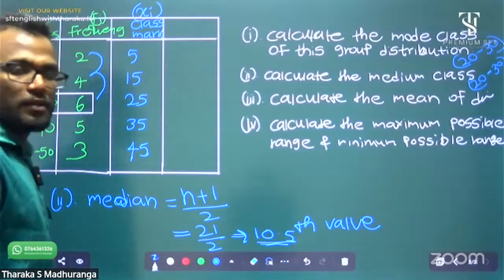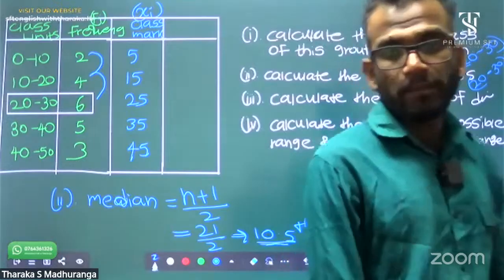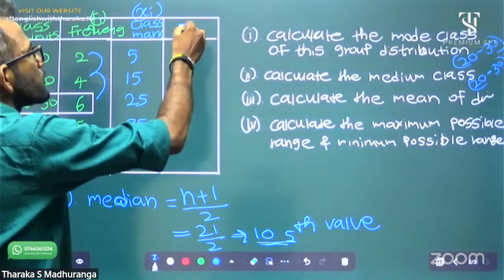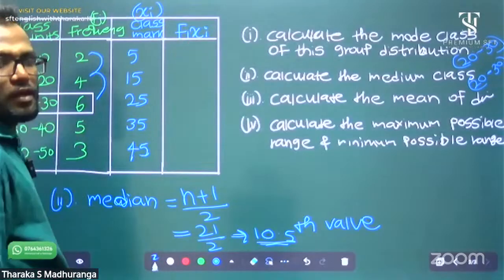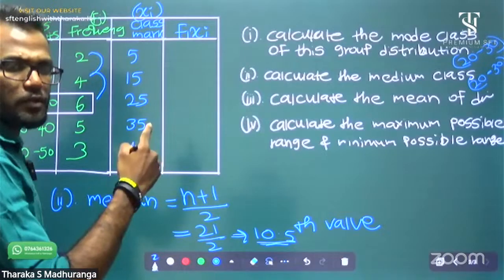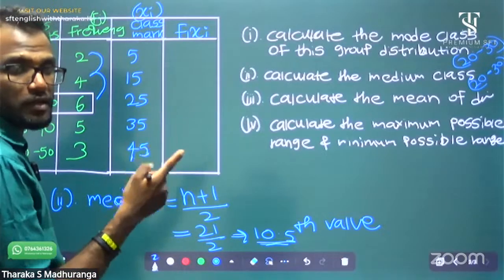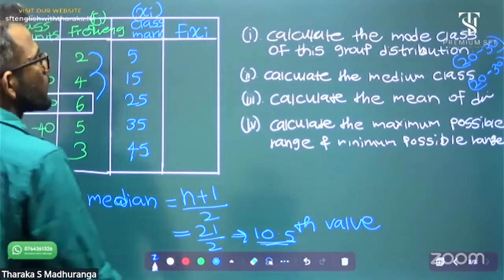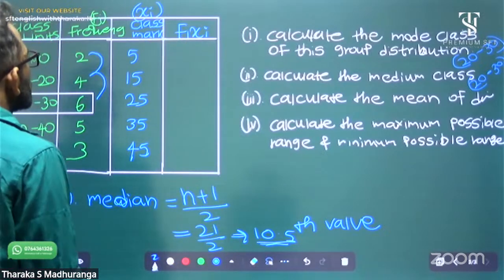Okay, the most important one, final column, fixi. fixi is the final column. What's the meaning of fixi? In O-level time, you told it is fx. But according to sigma expressions, now we call fixi.